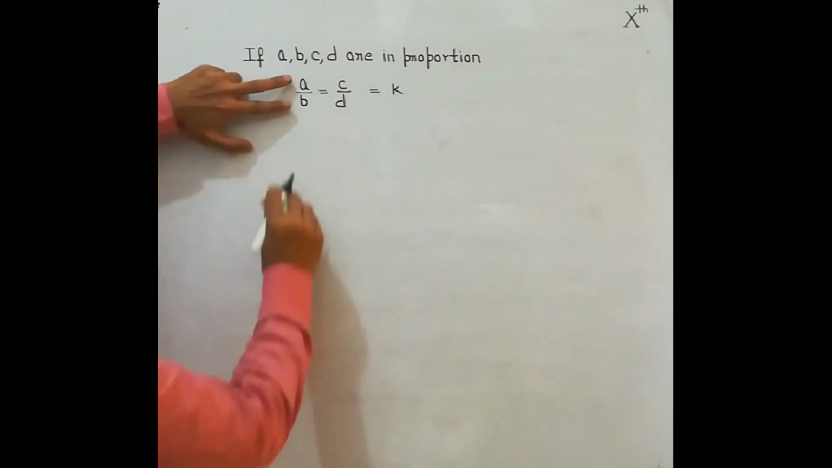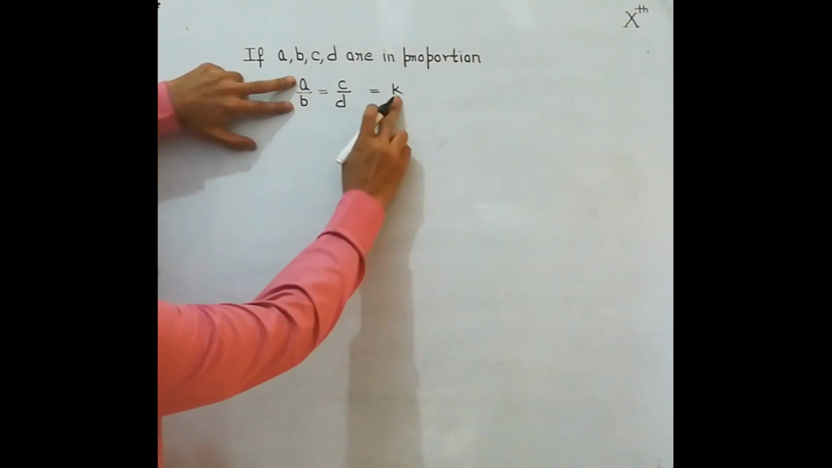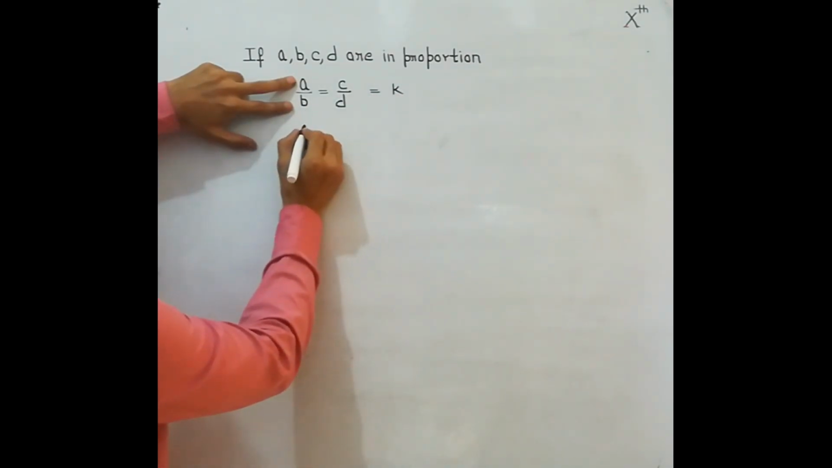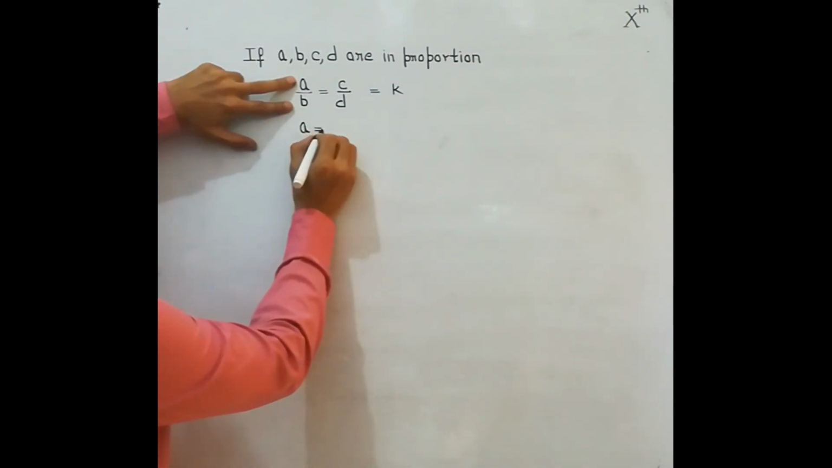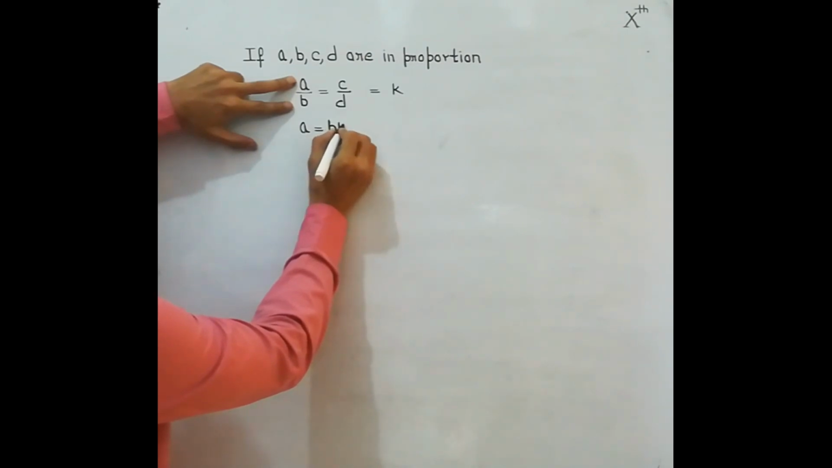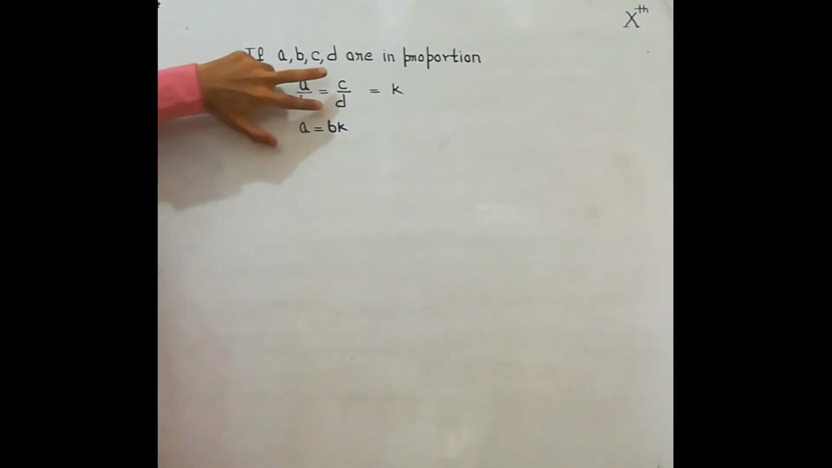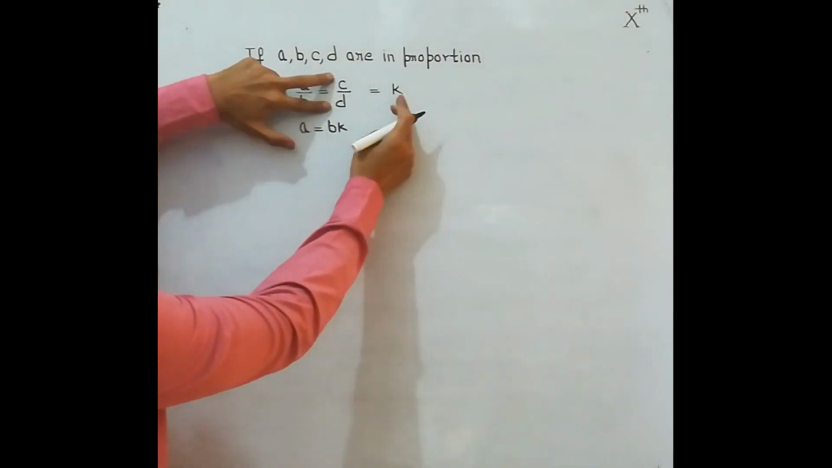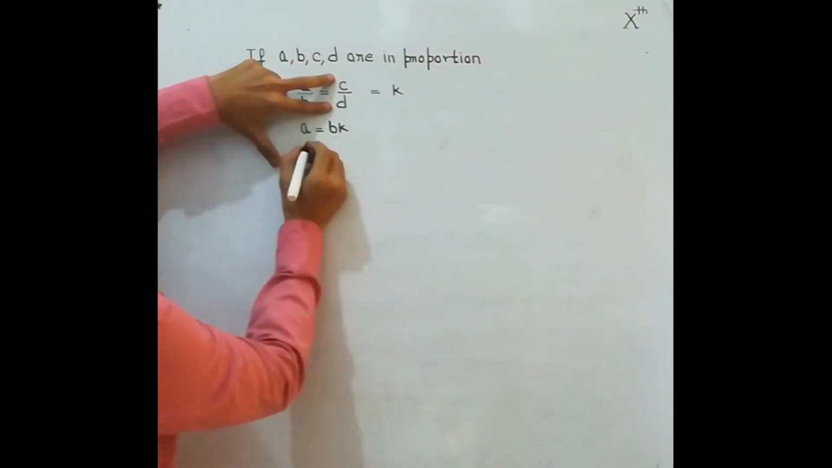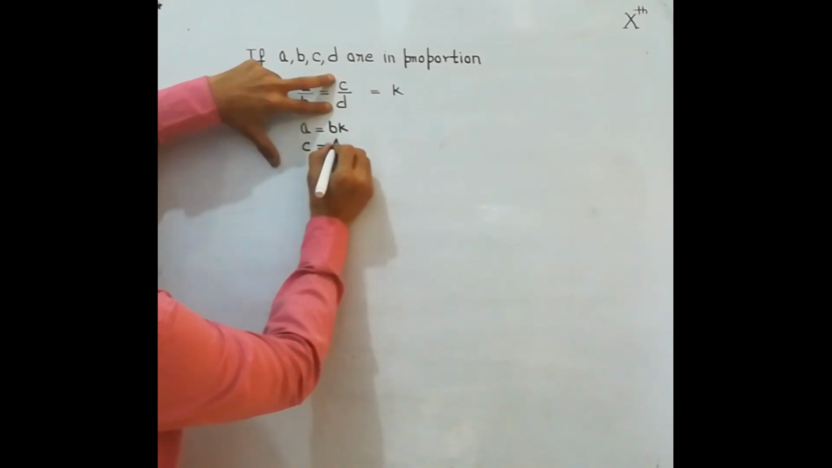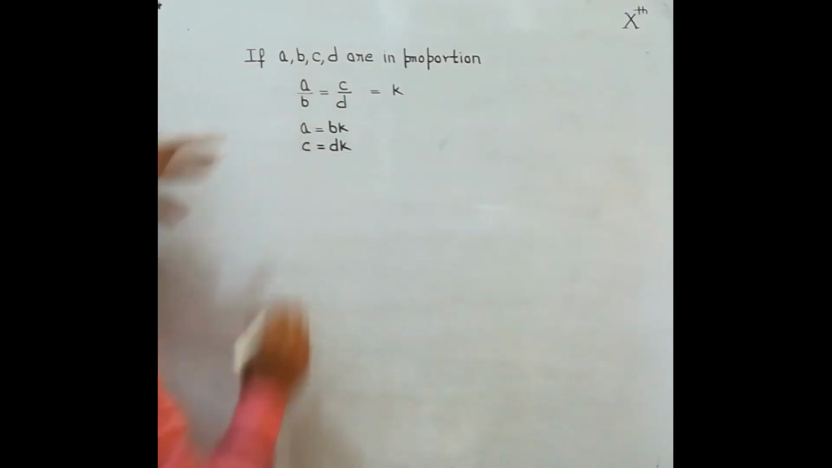Now, equating the first one with K, when you cross multiply, you get A is equal to BK. This is the first substitution that you are getting, right? The second ratio equated with K gives C is equal to DK. So that's the second substitution you are getting.